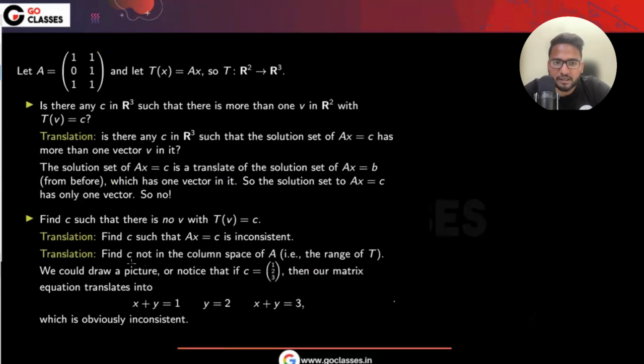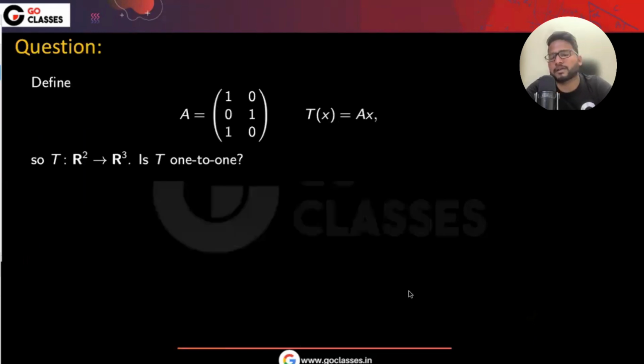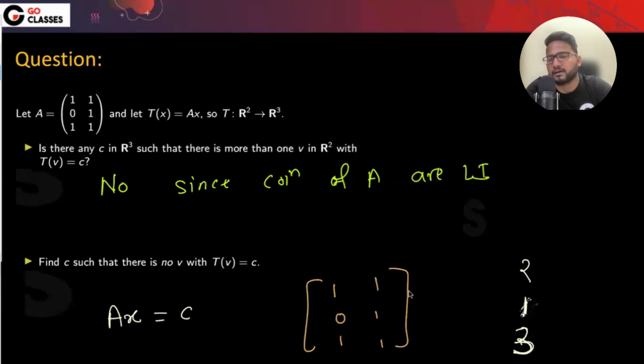Find C such that this is inconsistent. Find C that is not in the column space. We could draw a picture and notice that with C equal to 1, 2, 3, our matrix becomes inconsistent. Anyway, you can find some C. I mean, they will give the options, and with the options you can at least find out which option does not have a solution, right?